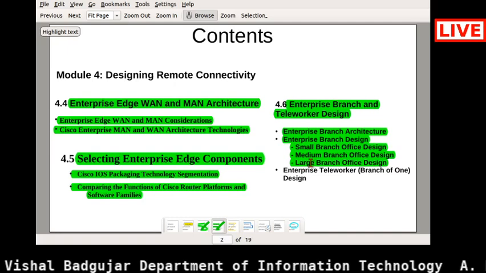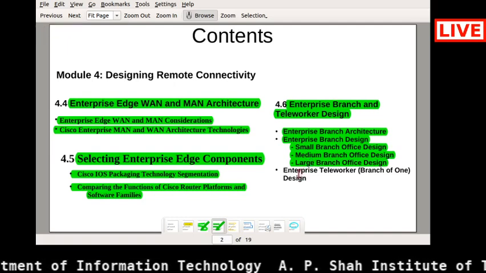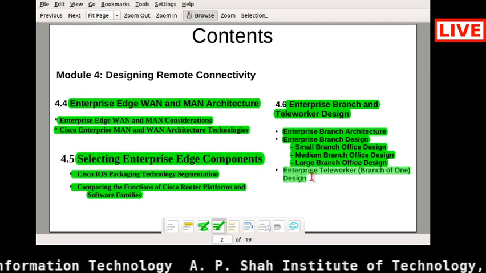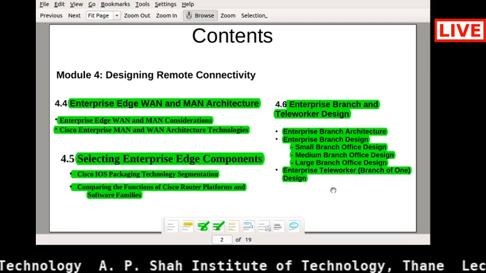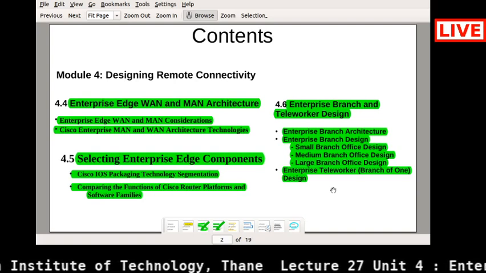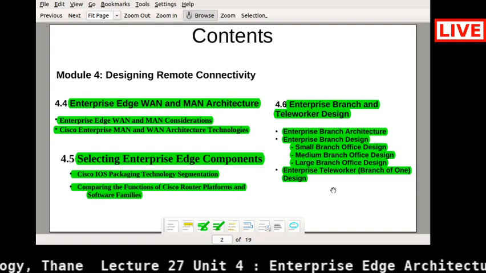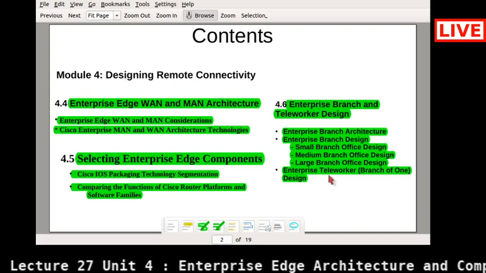So we will see how it can be changed and what the different parameters are over here. And in the last one, we will see what this particular teleworker concept is, and how you are going to use this particular enterprise teleworker design. So all these things we will discuss today.